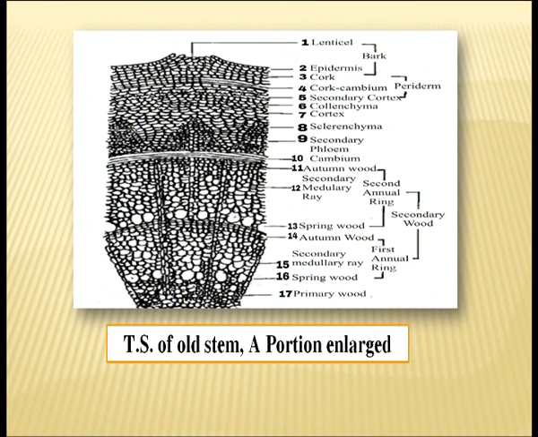So, do you know dalchini, which is a very famous condiment? It is a bark, and so many other spices are actually obtained from the barks of certain trees. Barks of certain trees are used as medicine as well. So, well, let us move to the TS of an old stem, and a portion has been enlarged, and just have a look and then we will move forward.